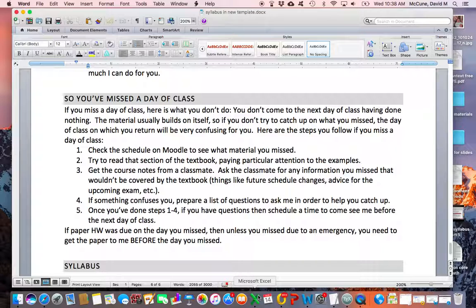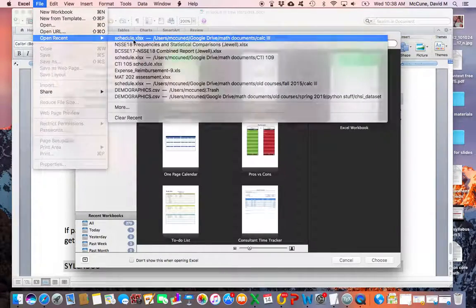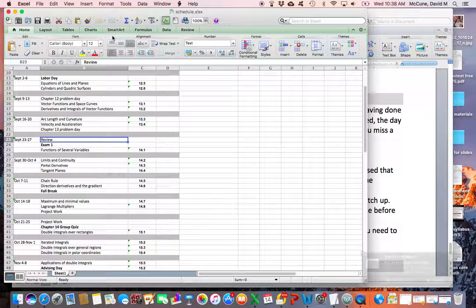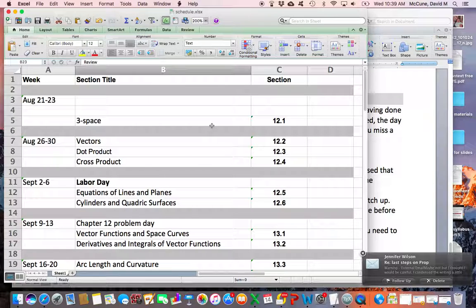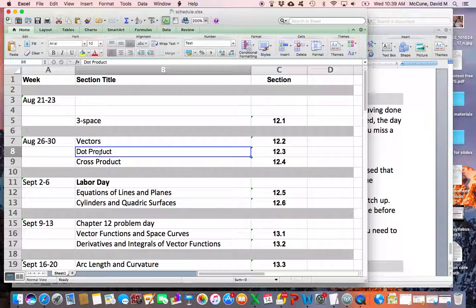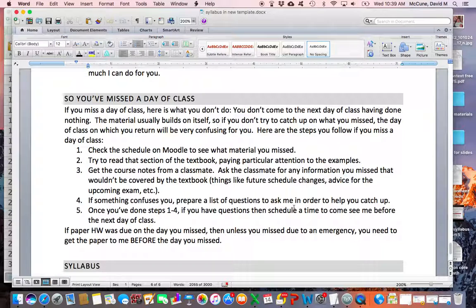Okay, so here's the schedule right here. Let me open it. This is on Moodle. Make it bigger. Okay, so this shows you day by day what we've done, right? So if you miss, say, Wednesday, August 28th, you missed the dot product, section 12.3. So you know what we missed. And the schedule, by the way, includes exam days and whatever else, right? So you can see what we do day by day.